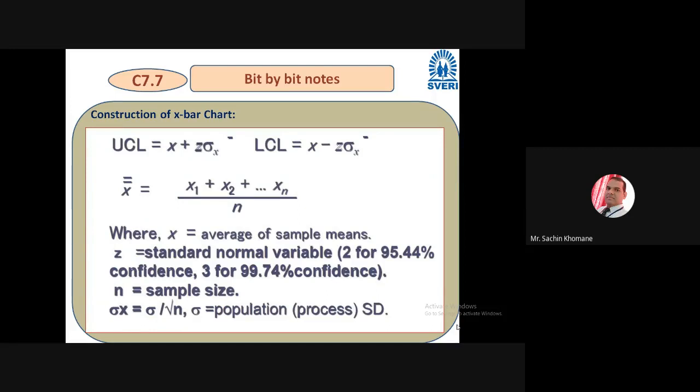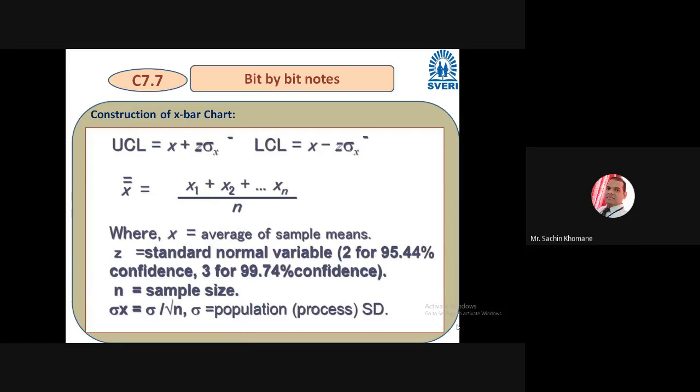So now here Z value is very important. It is based on standard normal variable. It is 2 for 95.45 confidence and 3 for 99.74 confidence. So generally this value is taken for drawing such a chart is 3. Z value is 3.